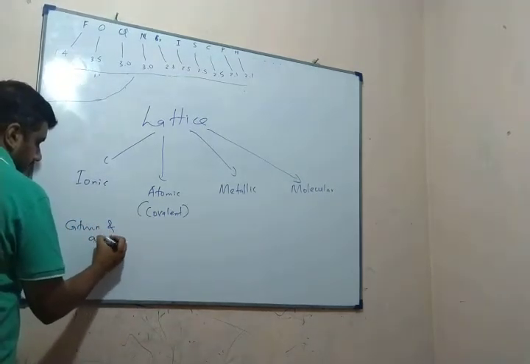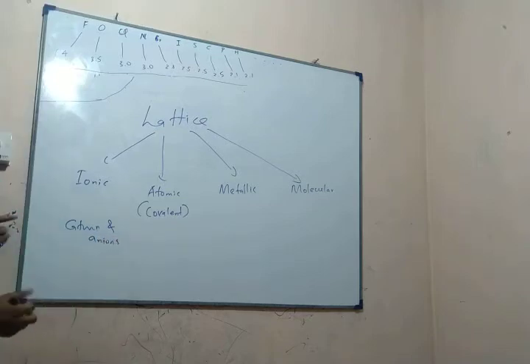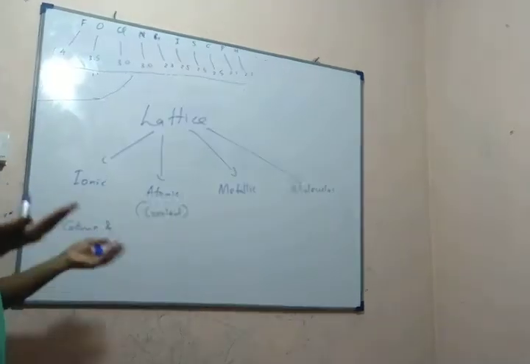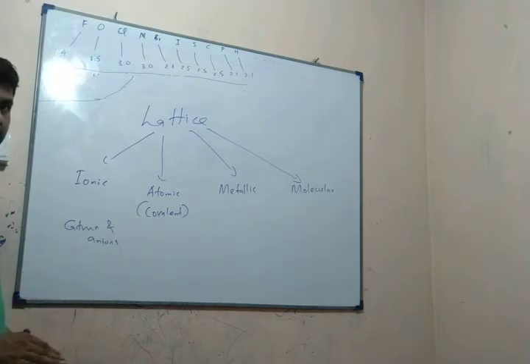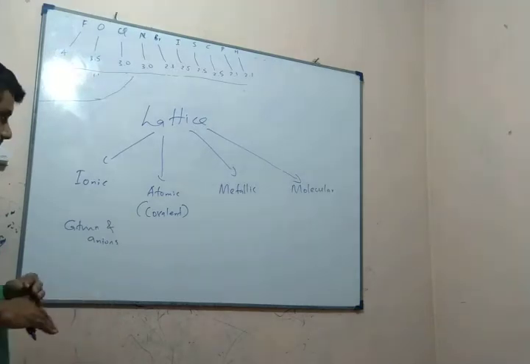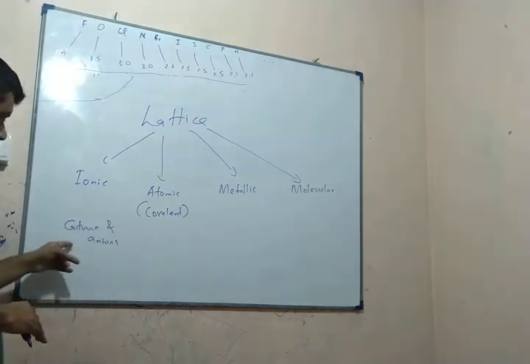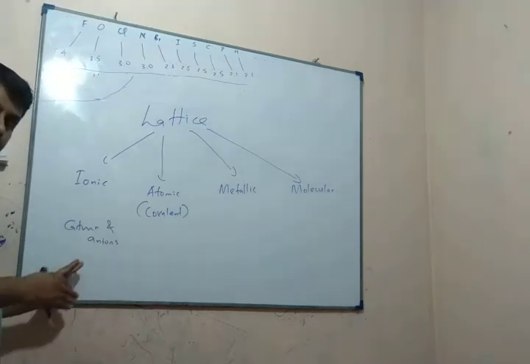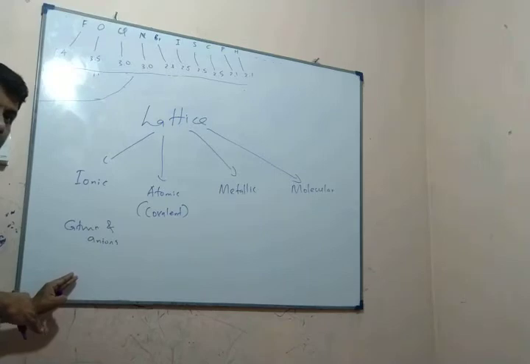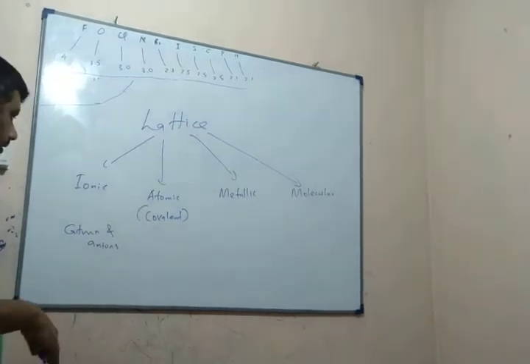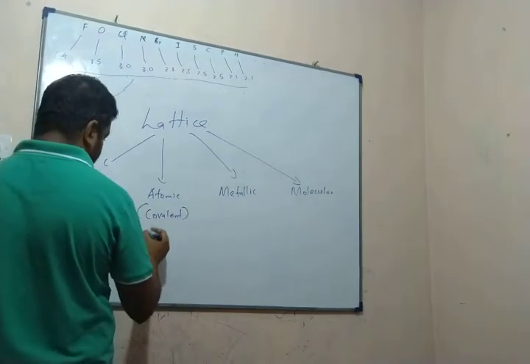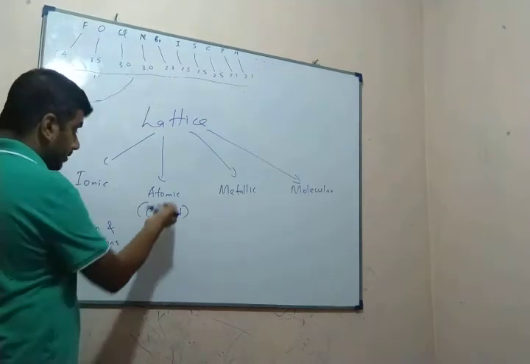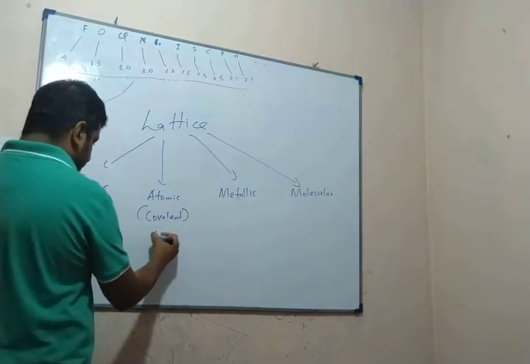anion. So what are the examples for ionic lattice? All ionic compounds. Okay, this is the fundamental particle. And what is the principal interaction? Ionic bond, that's all. And atomic lattice: what is the fundamental particle? Namely, atoms.